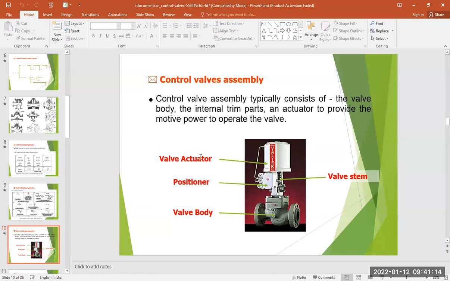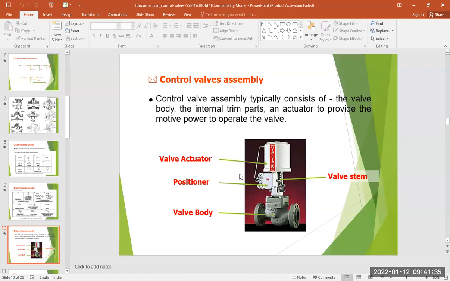And this actuator is broadly classified into three categories. One is the electrical actuator, number two is the pneumatic type of actuator, and another is the hydraulic type of actuator. Okay, this part is clear, all of you?